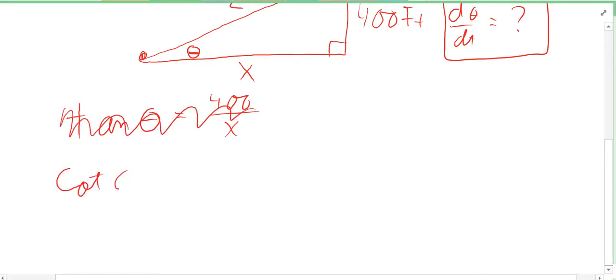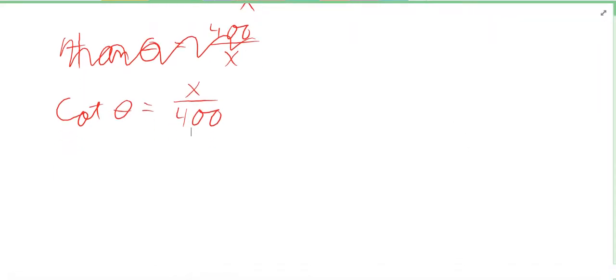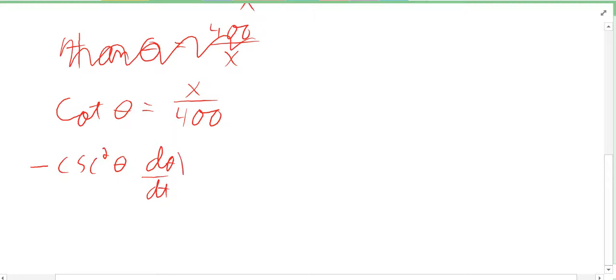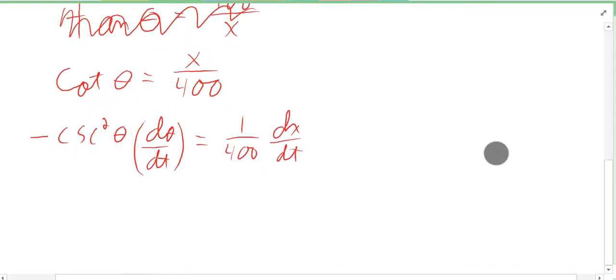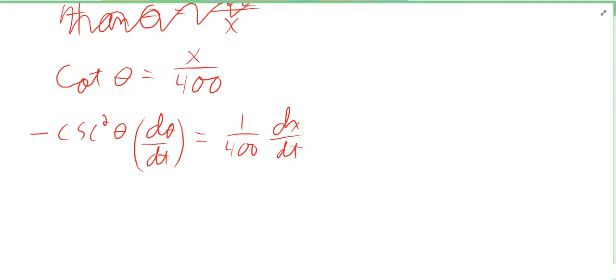I would do cotangent of theta is x over 400. When you derive cotangent, you get negative cosecant squared theta times the derivative of the inside, which is d theta/dt. And that equals, when you derive x over 400, 1 over 400 times dx/dt. We want d theta/dt. We know dx/dt. The only thing we don't know is theta, and we don't even need theta. We need cosecant of theta.